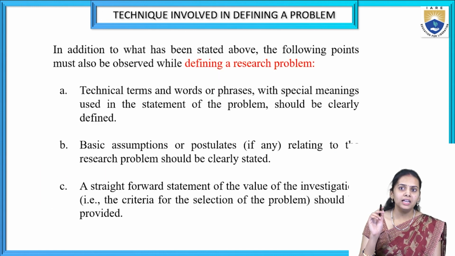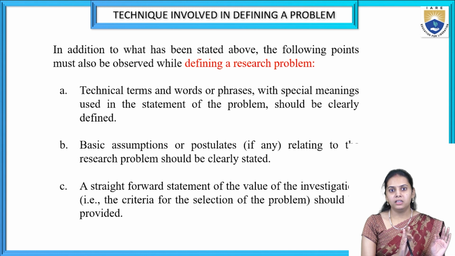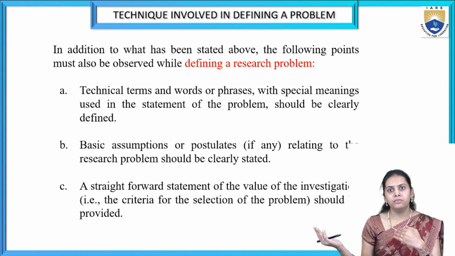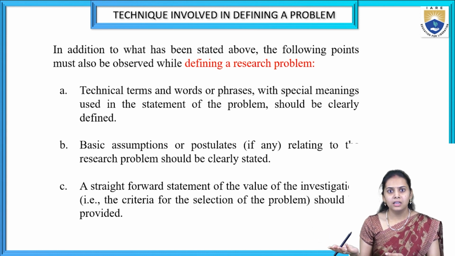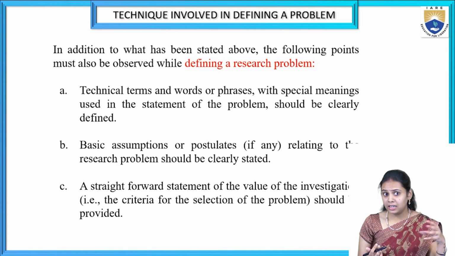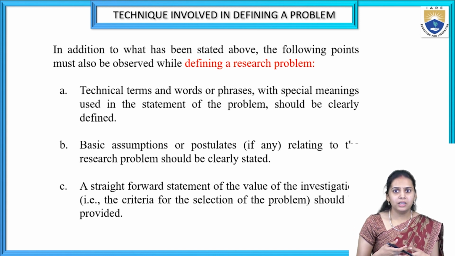In addition to what has been stated, the previous points must also be observed while defining a research problem. Technical terms and words or phrases with a special meaning used in the statement of the problem should be clearly defined. Again, here also we are discussing how clear the problem statement is, either in technical terms or in phrases or in words based on the research area. If it is literature, if it is relevant to language, they'll go with phrases and words and other grammatical manner. If it is a technical education, they'll go with technical terms. If it is mathematical research, they'll go with formulations. All these should be clearly defined.